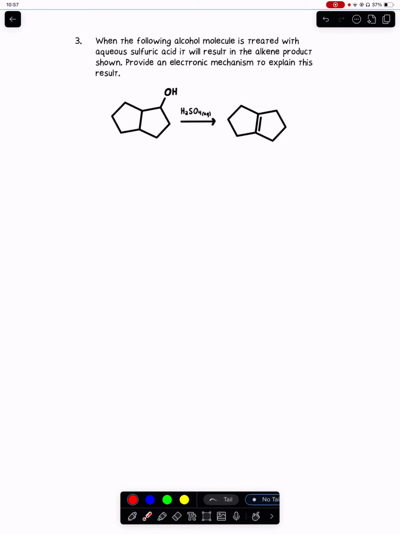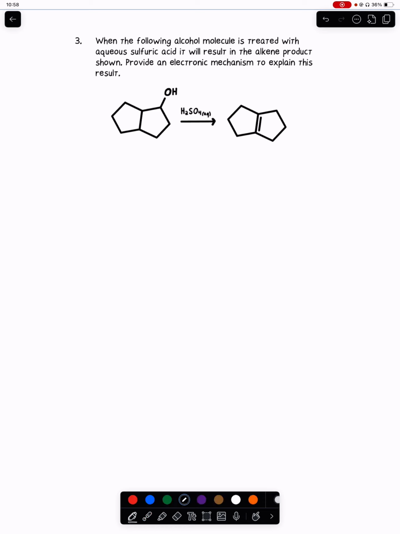In this question, I'm asking you to provide a mechanism for how this secondary alcohol turns into this alkene when treated with aqueous sulfuric acid. So remember, I'm going to keep repeating myself when it comes to this. Every time you're asked for a mechanism, don't worry about major product. Don't worry about minor product. Your only goal is to explain how these reagents turned into this specific product here. So we always want to be working towards this product here.